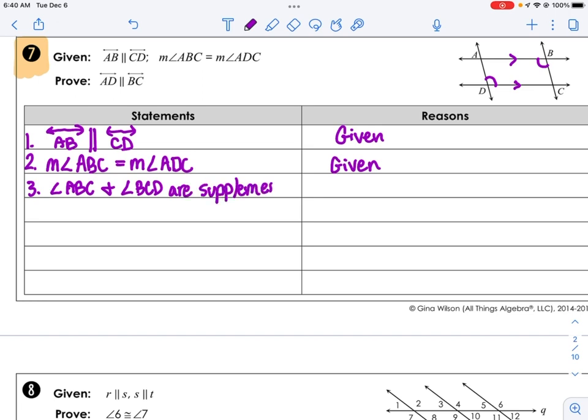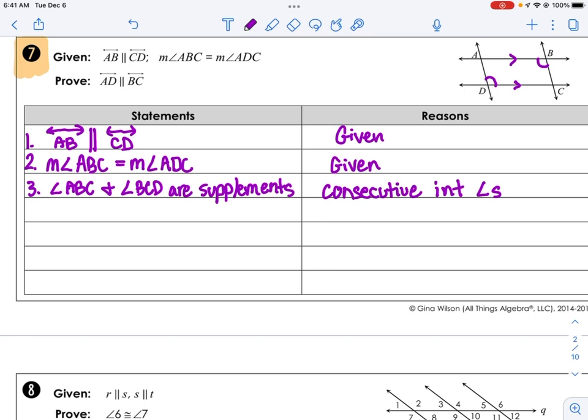If you're like, why did you pick that to write down as opposed to the other two, ABC and ADC being supplementary? It doesn't really matter. You could have picked the other two to write down and you would get there. The thing about proofs is that there's a ton of different ways that you could do them. So just because you don't do it this way doesn't mean that you're wrong. So that's by consecutive interior angles.